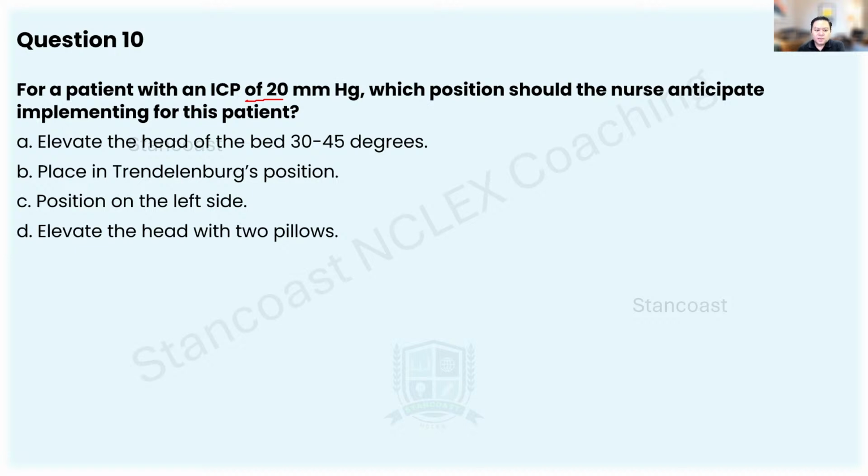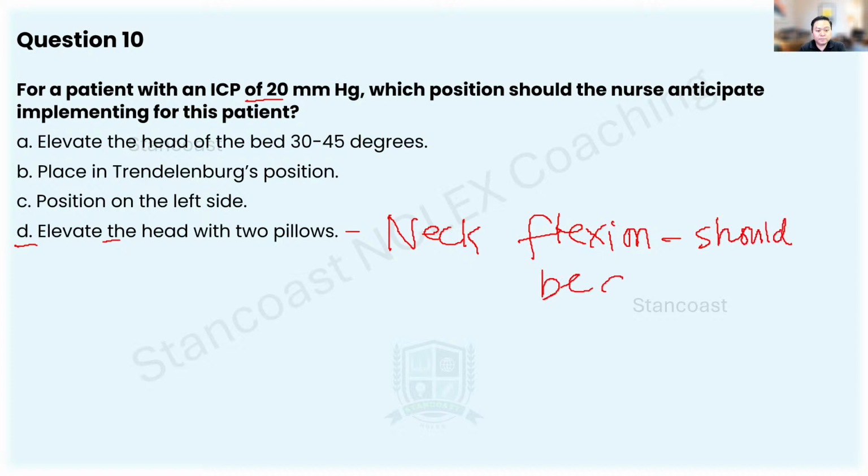Are you going to do letter D? If you picked letter D, elevate the head with 2 pillows, remember that putting 2 pillows to support the neck can cause neck flexion. You don't want that, guys. Neck flexion should be avoided. Do not do 2 pillows. That is too much for this patient. This can cause elevation of the ICP.